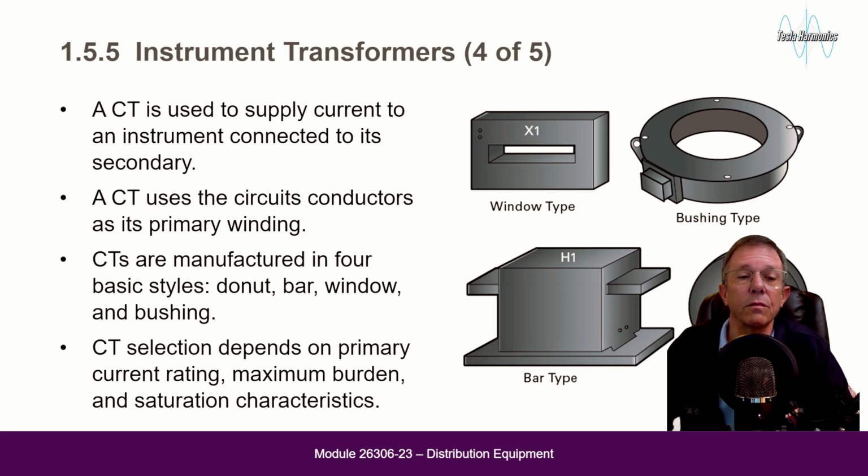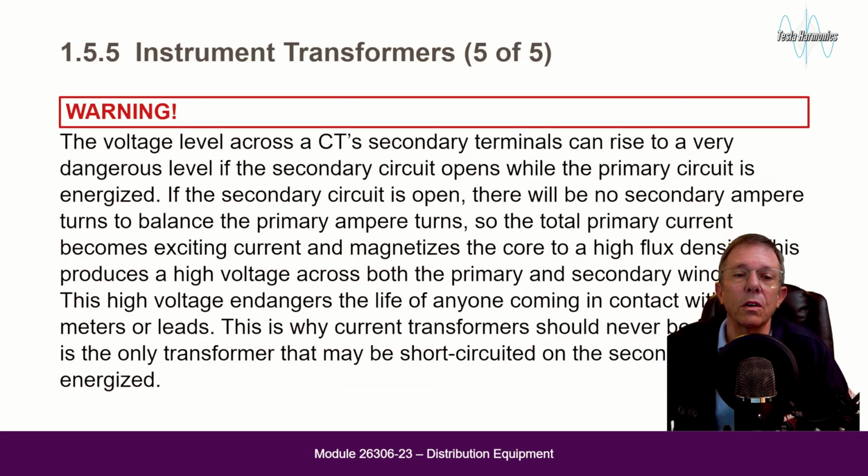CTs are manufactured in 4 basic styles: donut, bar, window, and bushing. CT selection depends on primary current rating, maximum burden, and saturation characteristics. Warning: the voltage level across a CT's secondary terminal can rise to a very dangerous level if the secondary circuit opens while the primary circuit is energized.